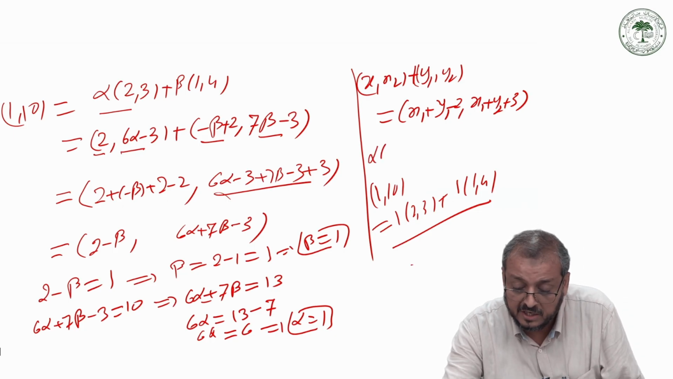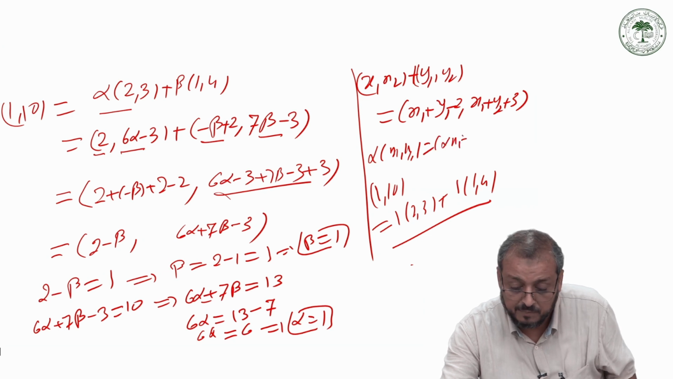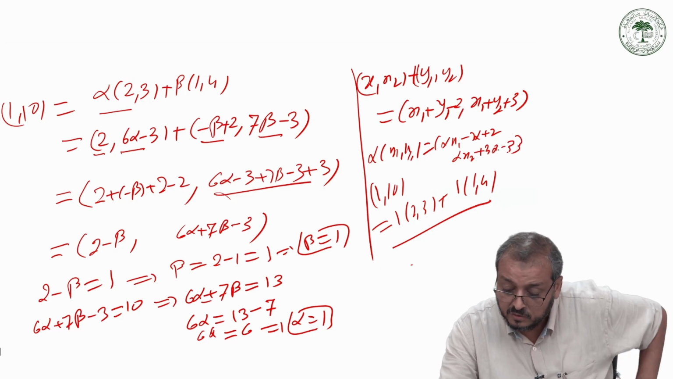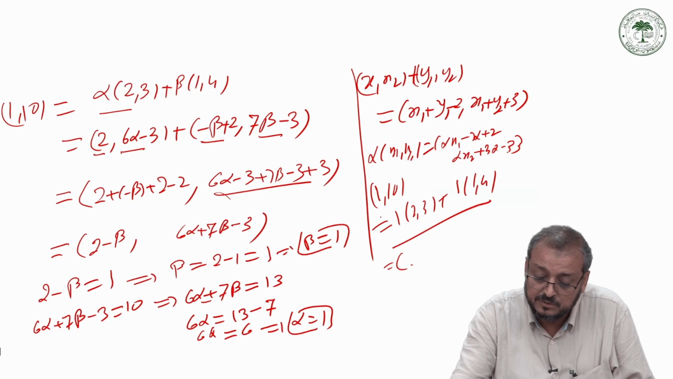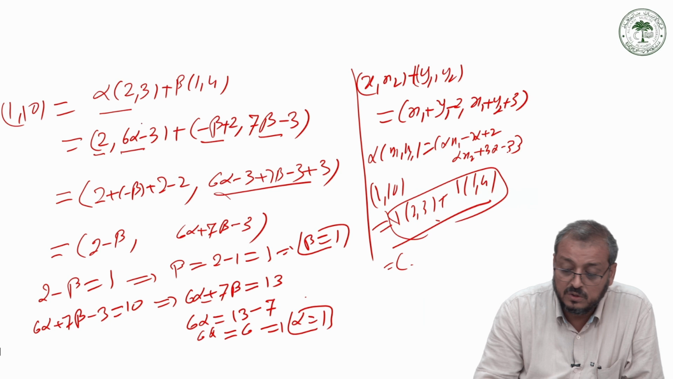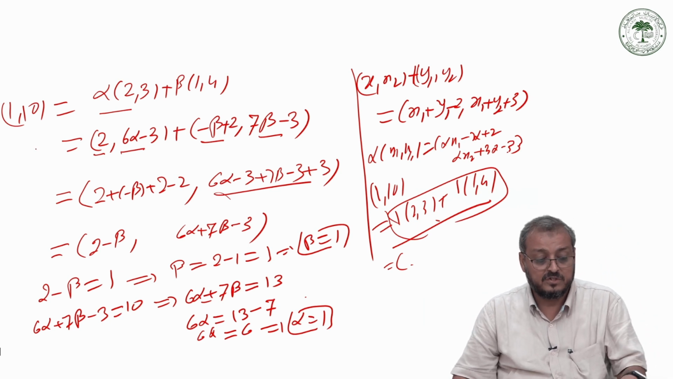First, this is alpha times (x1, y1), in the form of alpha x1 plus minus 2 alpha, minus 2 alpha plus 2, and you have alpha of x2 plus 3 alpha minus 3. So this can be written in this form, and you put this. So if you put alpha equal to 1 and beta also equal to 1, then (1, 10) can be written as a linear combination of these two.